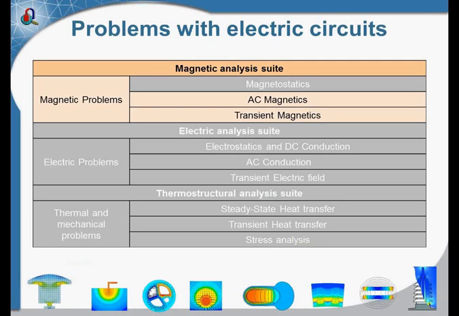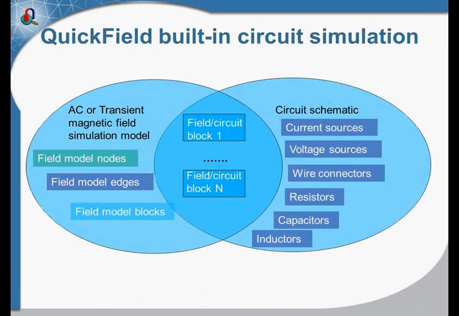This field circuit link is organized by using the field block names in the circuit diagrams. Let me explain it in a little bit more detail. QuickField field simulation problem definition includes three types of geometrical objects: nodes, edges, and blocks. Nodes may be considered as corners of the geometrical shapes. Edges are straight lines or arcs which divide the homogeneous components of the field model, blocks. So blocks are usually associated with the model parts.